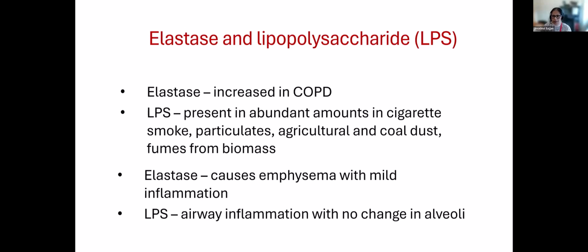Why did we choose LPS? Because it's present in abundant amounts in cigarette smoke and other risk factors. So both elastase and LPS have been individually used to model COPD-like lung disease. But the drawback is treatment with elastase alone causes extensive emphysema with mild inflammation, whereas treatment with LPS alone causes airway inflammation with no changes in alveoli. I'm going to show you some of these results when I'm presenting the actual results. So to create a model of COPD, we combined these two agents to induce COPD-like lung disease within a short period of time.